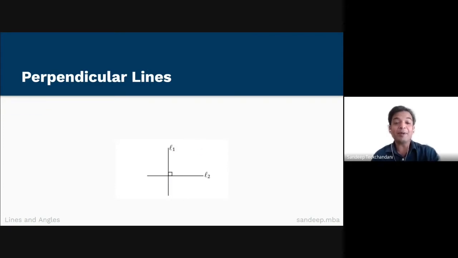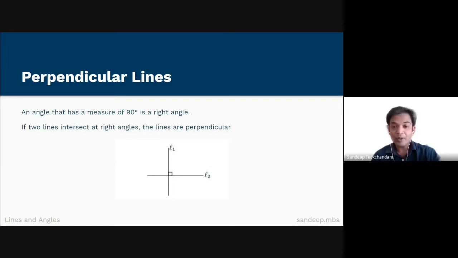In this slide, we will learn perpendicular lines. An angle that has a measure of 90 degrees is a right angle. This little square over here is the symbol for 90 degrees. If two lines intersect at right angles, the lines are said to be perpendicular to each other. In this figure, line L1 and line L2 are perpendicular and they are denoted by L1 perpendicular to L2. This symbol over here is read as perpendicular to.